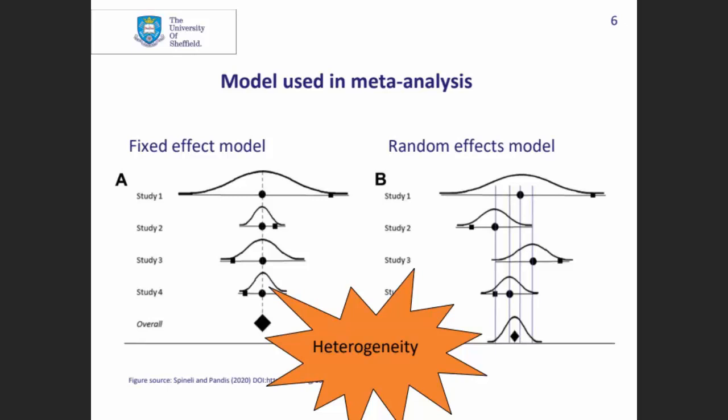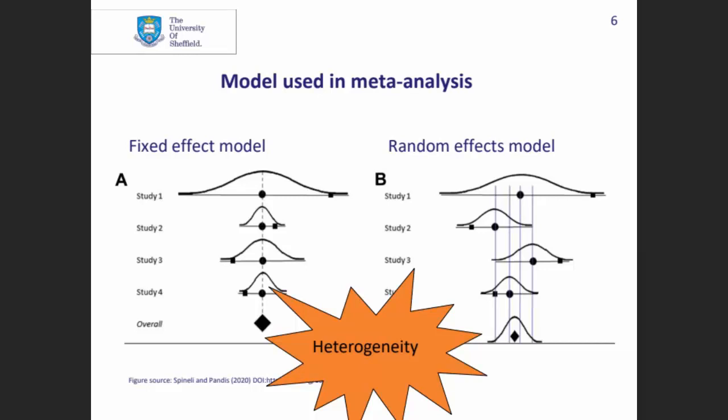So there are two sources of variation when using a random effects model. One is the heterogeneity among the studies, because each study has its own study-specific treatment effect. Another variation is from the sampling error. So the main difference between a fixed effect and a random effects model is how heterogeneity is modeled. In the fixed effect model, as I said before, the heterogeneity is assumed to be 0. And in the random effects model, it is not assumed to be 0.